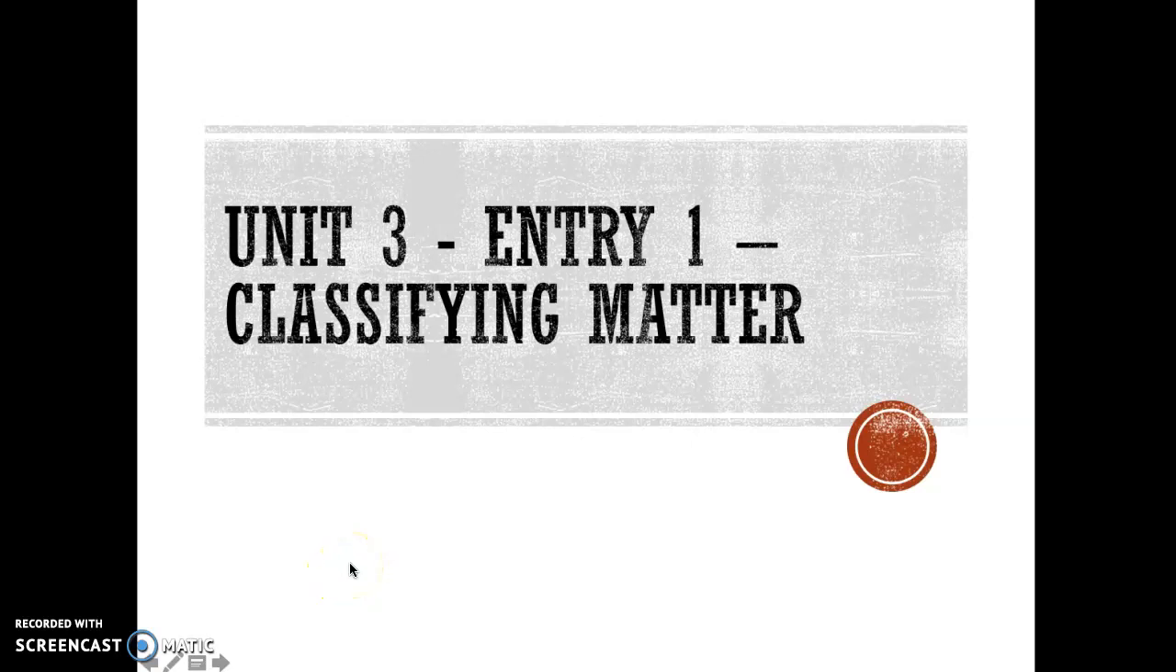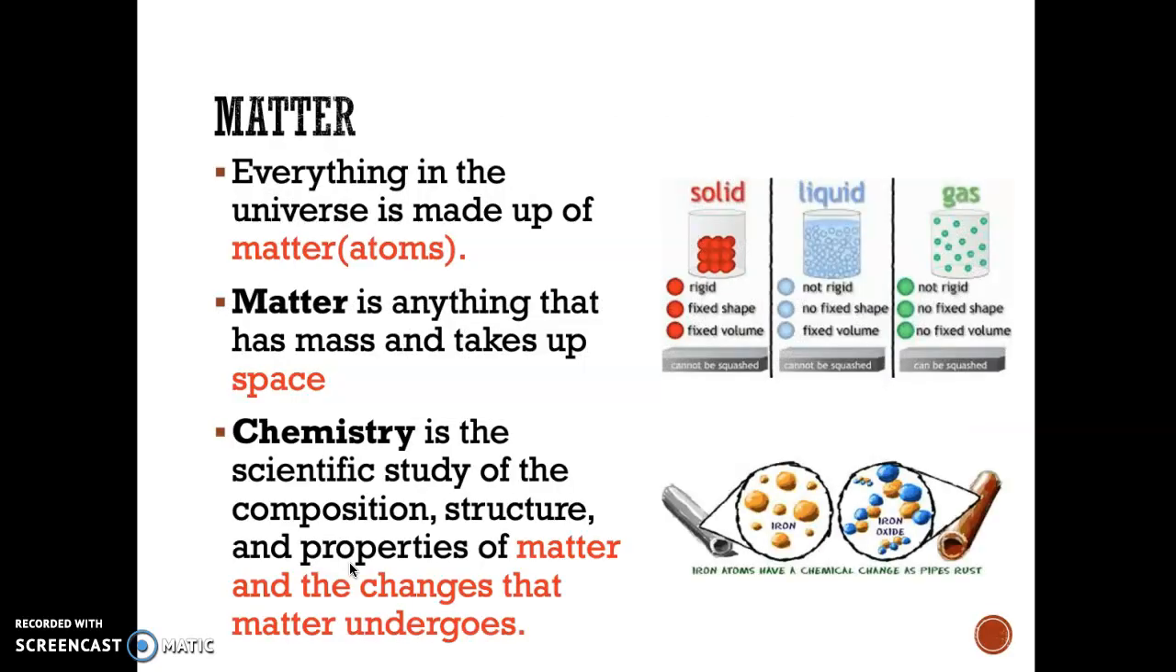All right, so we're talking about Unit 3, Entry 1. This is the matter unit. So the first thing we're talking about is how do we classify matter. And last unit, we had talked about this briefly at the beginning in our first entry, that matter is what makes up stuff. Everything in the universe is made up of atoms.